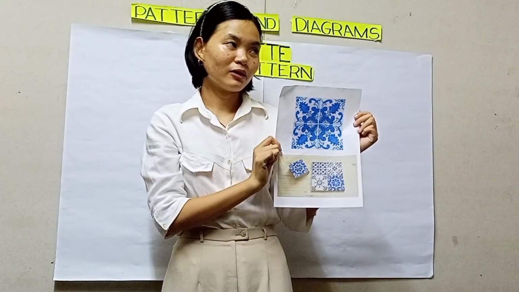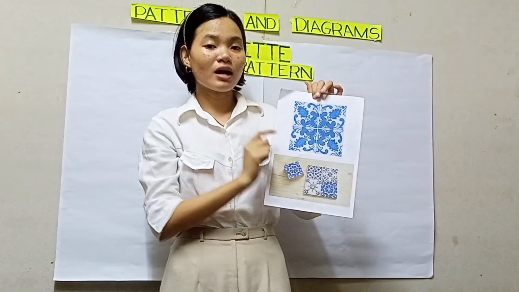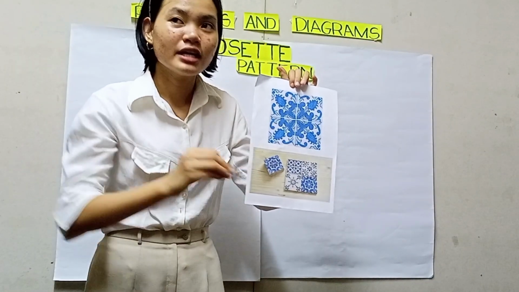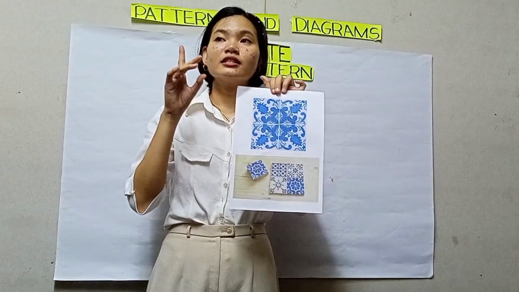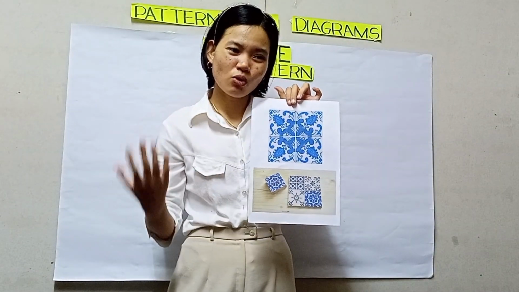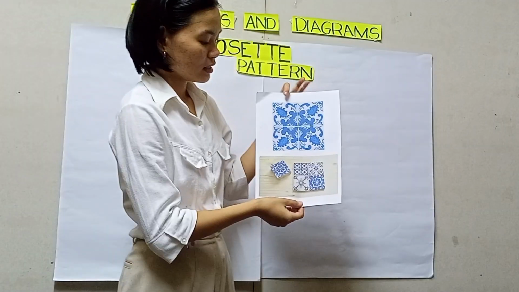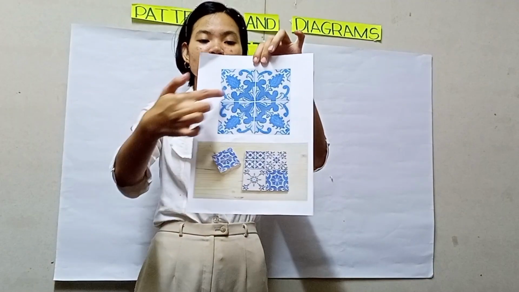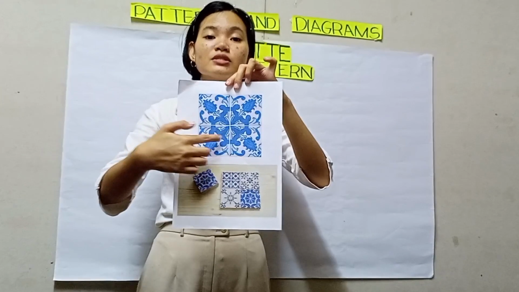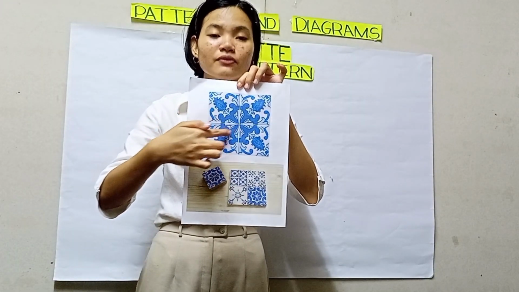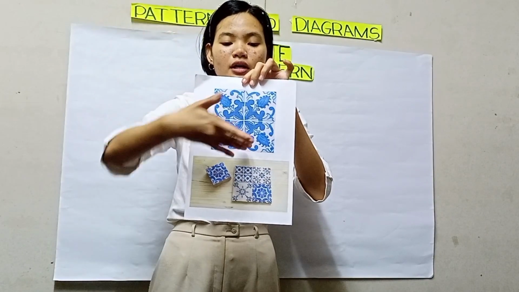So the last example that we have is the azulejo tiles. Azulejo tiles are commonly found in Portuguese and Spanish households or crafts. These tiles exhibit radial symmetry. It has a center point and it radiates outward.